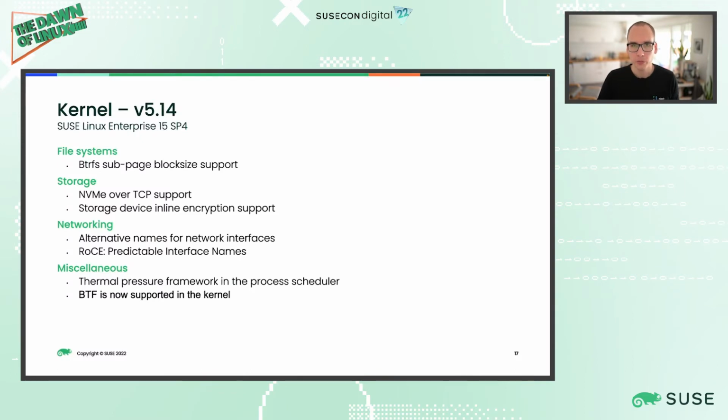Let me first start with the kernel, which we have updated to version 5.14. This is going to add support for Btrfs subpage block size and also support for NVMe over TCP and storage device inline encryption. On the networking side, we are now providing alternative names for network interfaces, and for RDMA over Converged Ethernet, we are now providing predictable interface names, which makes the setup easier and more reliable. We are also adding a thermal pressure framework in the process scheduler, and BTF is now supported in the kernel.